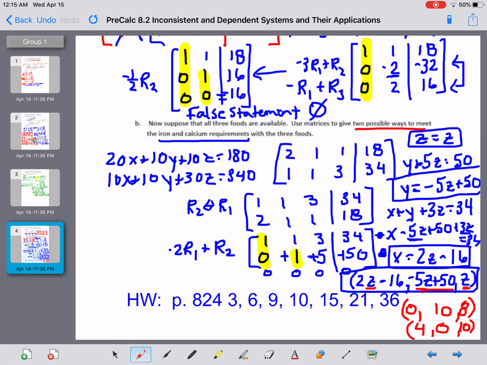So there we have the inconsistent and dependent systems and how we can use them, where they come into effect. And again, remember, if there's an infinite number of solutions, or if we don't have a square matrix, make sure you get everything in terms of z.